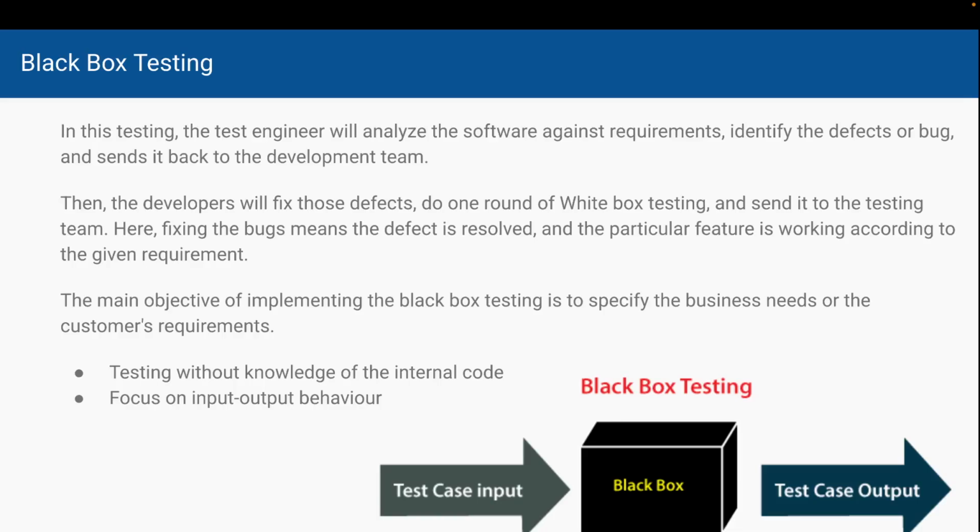As you can see in the diagram, the application code box, we cannot see anything under this. So two major points to remember from here are testing without knowledge of the internal code, and it focuses on input output behavior. So basically you can say black box testing focuses on inputs and outputs without knowing the internal code, and it is generally used by the testers.